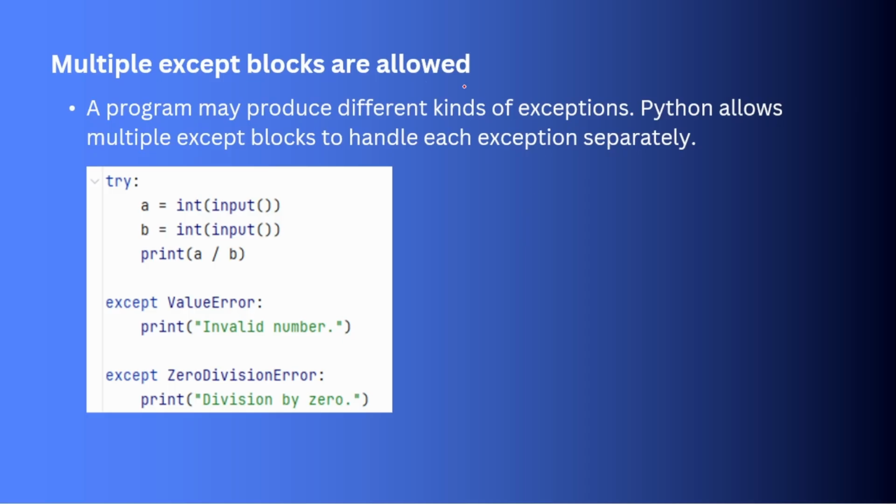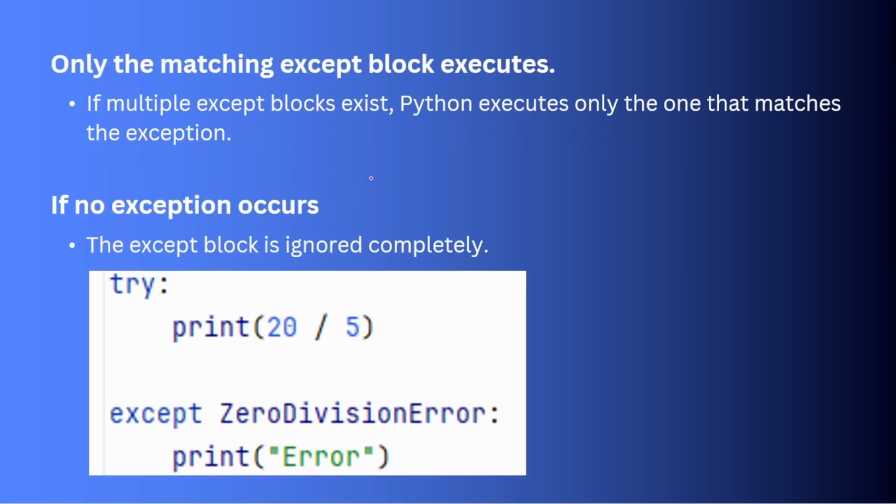Next, multiple except blocks are allowed. So we have read that a program may produce different kinds of exceptions. Python allows multiple except blocks to handle each exception separately. So multiple exceptions can be written, and according to what error has occurred, it would match the exception type and execute that particular except block. Only the matching except block executes.